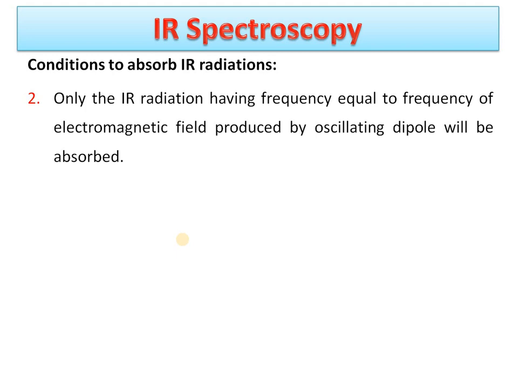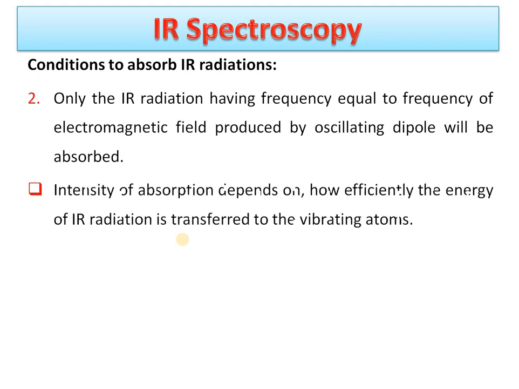So first condition to absorb the IR radiation is what? First of all, the vibration in a molecule should change the dipole moment. Second, the IR radiation frequency should match with the frequency of electromagnetic radiation produced by the oscillating dipole. Then only IR radiations will get absorbed.